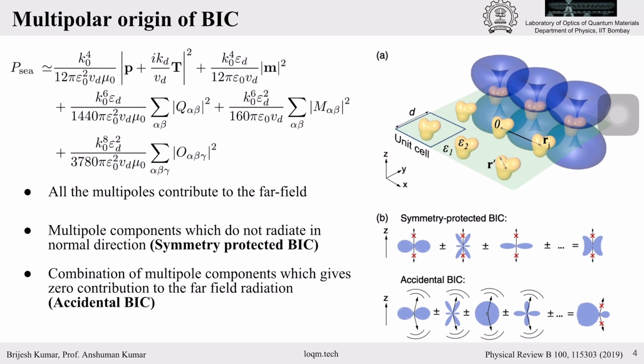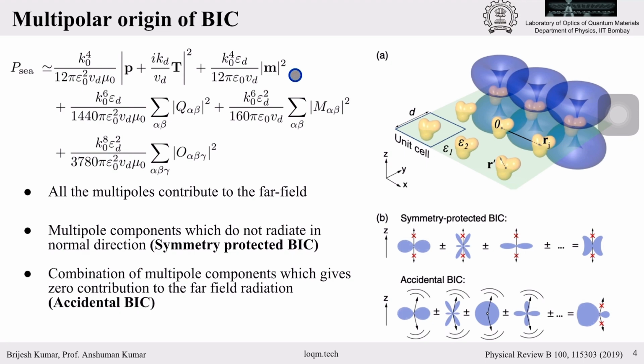As previously in my last APS I told that this bound state in the continuum can be explained on the multipolar decomposition, that is, the multipolar origin of this BIC. If we choose any arbitrary shape of metasurface with one unit cell, then the far field due to this unit cell is the sum of all these multipoles, like dipole moment, toroidal dipole, magnetic dipole, quadrupole, and octopole as well.